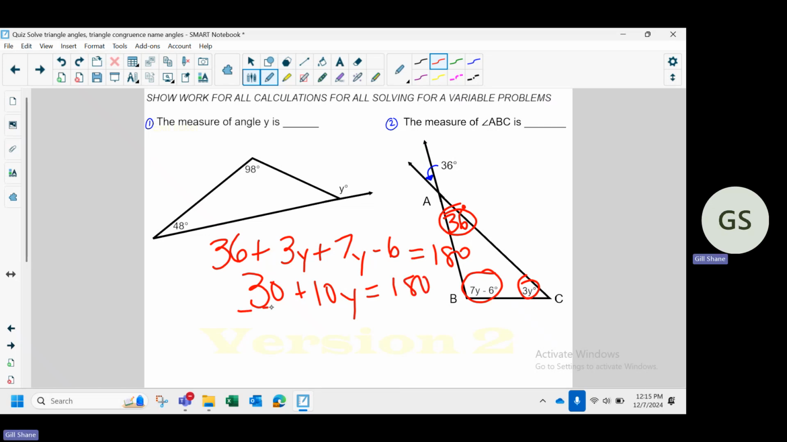I subtract 30 from both sides, and I get 10Y equals 150, Y equals 15. So that's part of the problem. I can't remember, I think some people, one or two, maybe did get that far. But then the key was once you solve for a variable, why is it not working?